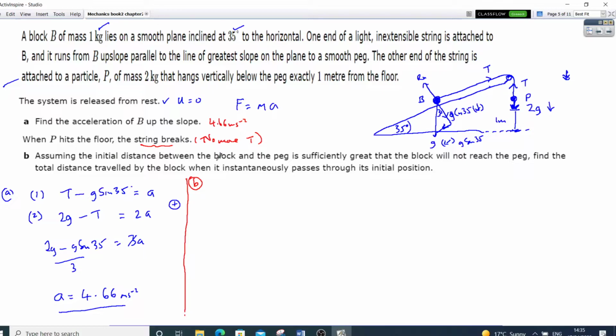Assuming that the initial distance between the block and the peg is sufficiently great that the block will not reach the peg, find the total distance traveled by the block when it instantaneously passes through its initial position. So what we're looking at, this is the initial position. This is a meter off. So it's going to come down 1 meter.